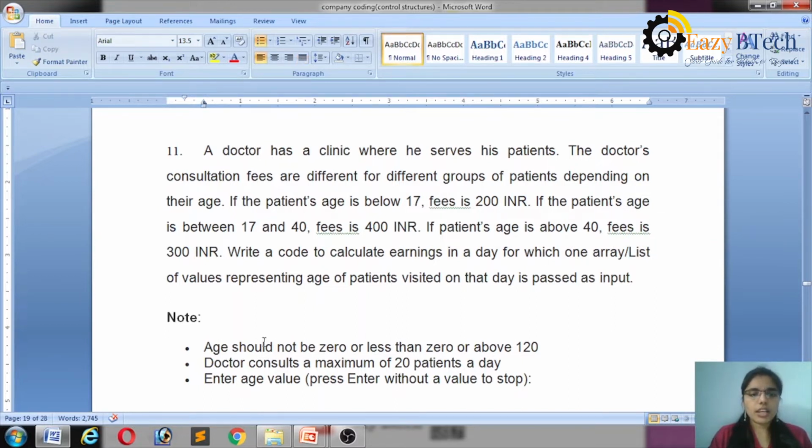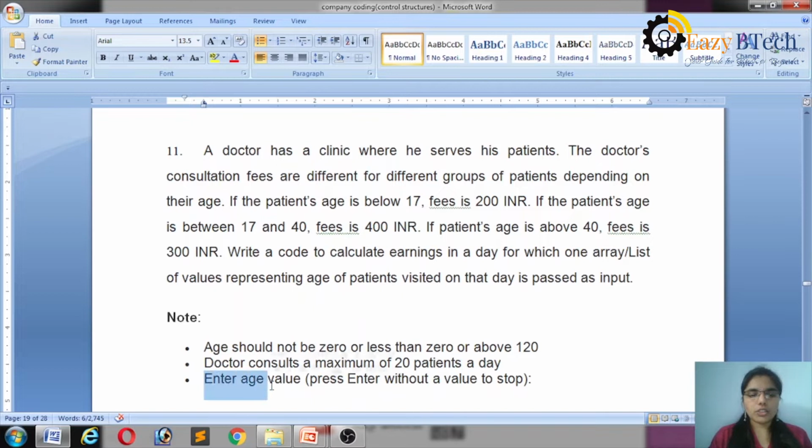What are those? Age should not be 0 or less than 0, or above 120. Means age should not be 0, and negative age is also not applicable. Age is not above 120. Doctor consults a maximum of 20 patients a day.